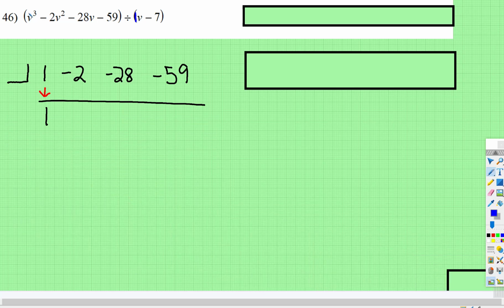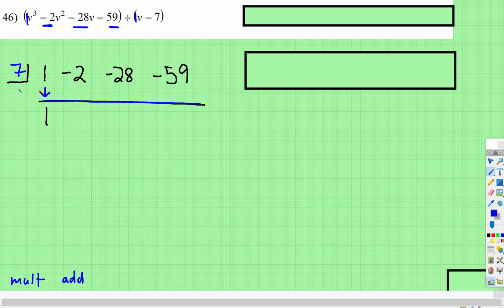You bring down the lead coefficient, so 1, -2, -28, -59. You leave some space, then you draw the bar, and always bring down that first lead coefficient. And then for the divisor for synthetic, you take whatever zeroes out the polynomial. So in this case, +7. And then you do repeated multiplication and then addition.